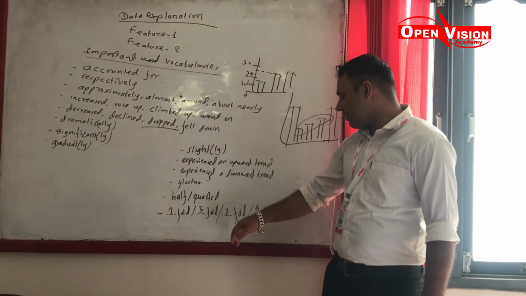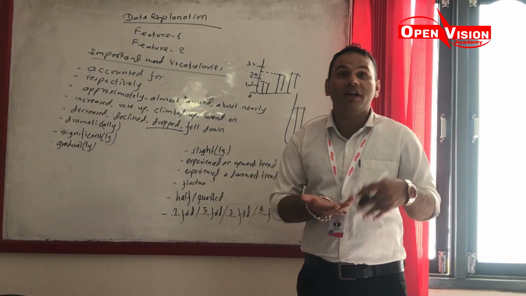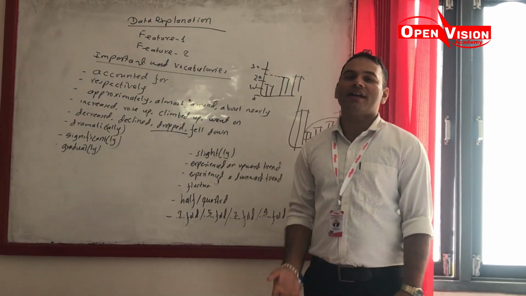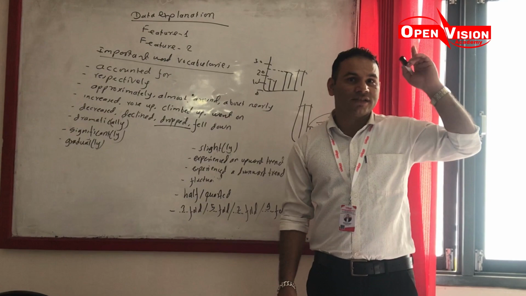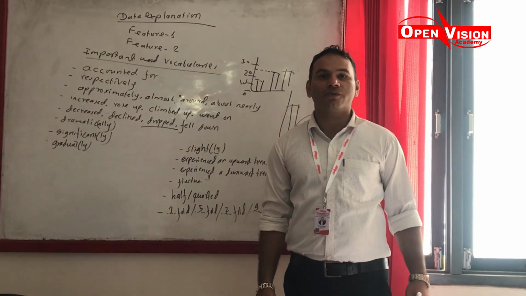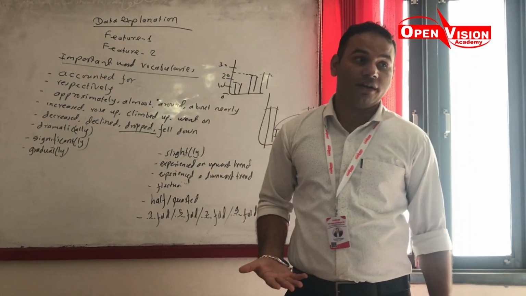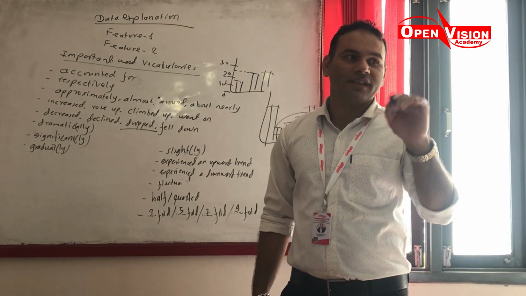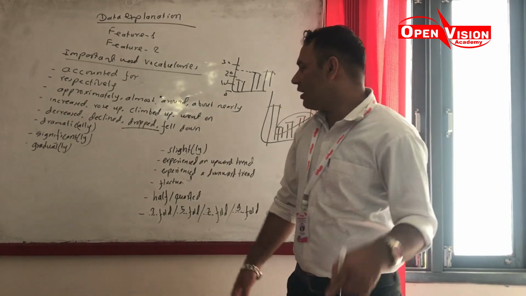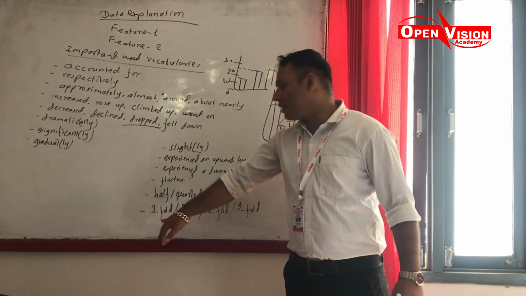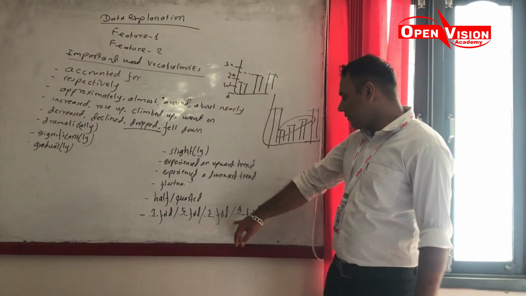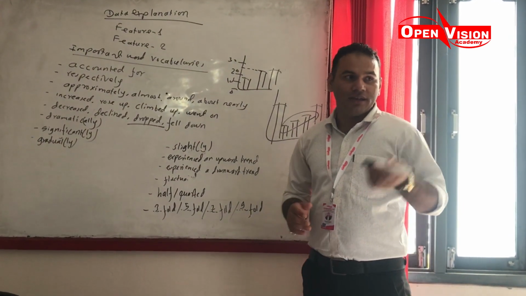Then the next one is 3-fold, 5-fold, 7-fold. Fold means times, multiplied by. If one data is 12 and another data is 4, in that situation you can use what? 3-fold. Okay, 4 multiplied by 3 equals 12. That's why in that situation you can use the term 3-fold, 5-fold, 7-fold, 9-fold. In this way you can explain.